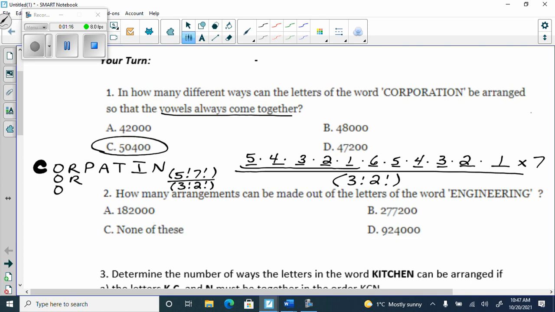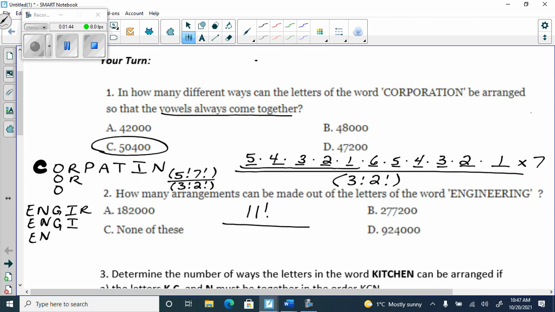Number 2: how many words can be made out of the letters of the word engineering? So the whole thing, there's no restrictions, right? Just the word engineering. So E, N, G, I, N, E, E, R, I, N, G. How many letters are in engineering? 11, I believe. Okay. So on the top you have 11 factorial. I don't need to do blanks because there's no restrictions on the word.